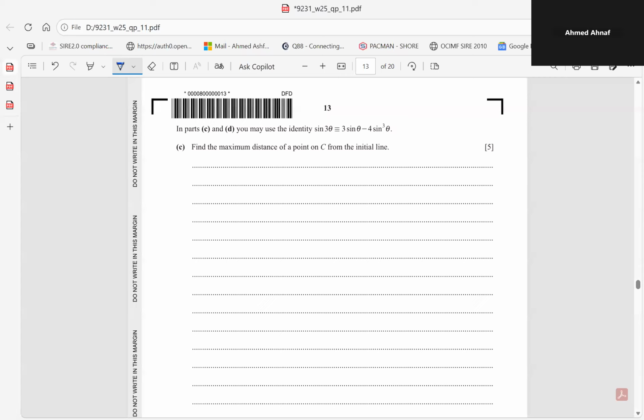Okay, so for part C and D, we're told that we can use this identity. So just take note of this. And for part C, we're supposed to find the maximum distance of a point on C from the initial line. So let's make sense of this. What do they mean by this distance from the initial line?